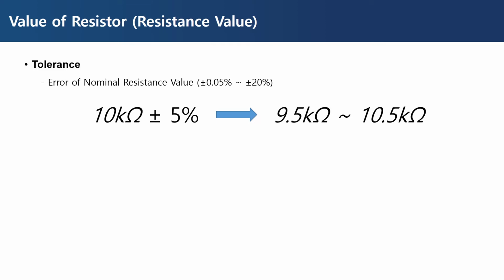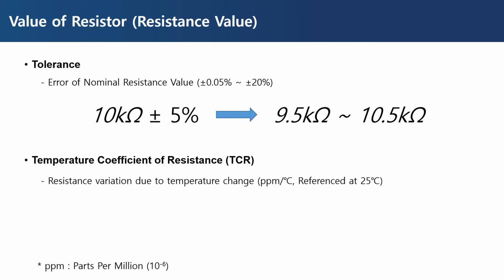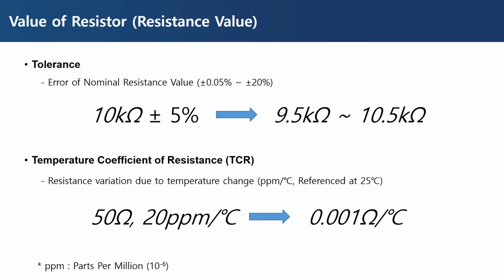The next thing to consider is the temperature coefficient of a resistance, or TCR. This indicates how much the resistance value changes according to the temperature change. It is defined as the resistance value in ppm per degree, referenced at 25 degrees. For example, the resistance change of a 50 ohm resistor which has a TCR of 20 ppm per degree is 0.001 ohm per degree. This is the result of multiplying the resistance of 50 ohms by TCR of 20 times 10 to the -6.